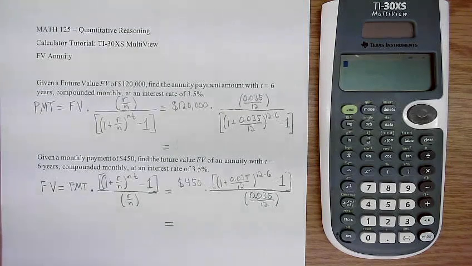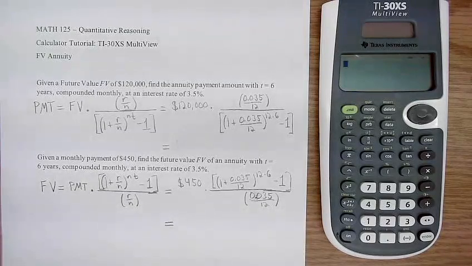Hello, welcome to the Math 125 Quantitative Reasoning calculator tutorial for future value annuities. We'll be using our TI-30XS MultiView to find the future value given a payment, and the payment given a future value. So with that, given a future value FV of $120,000, find the annuity payment amount with T equals 6 years, compounded monthly at an interest rate of 3.5%.